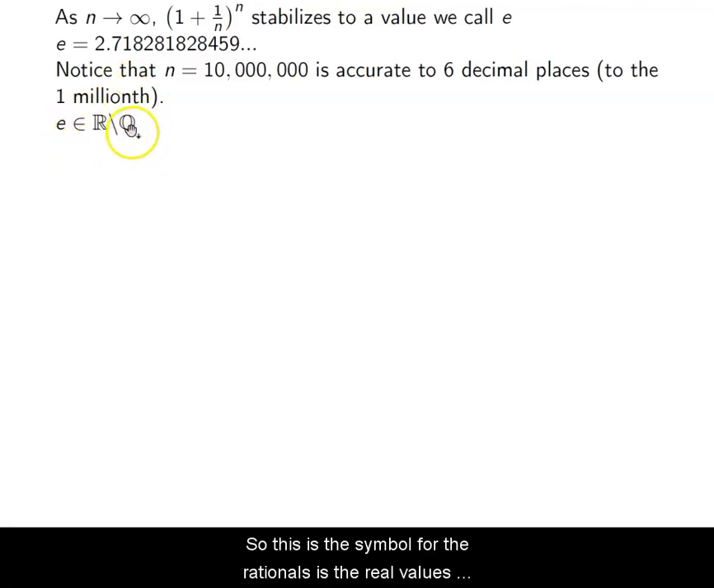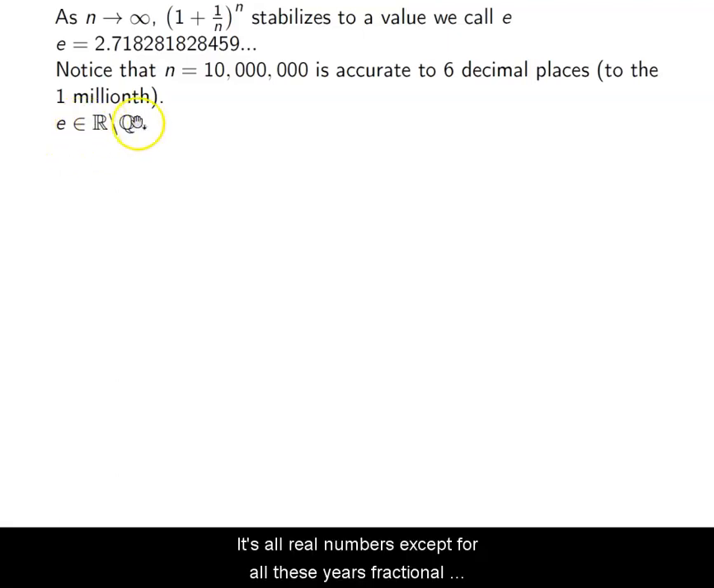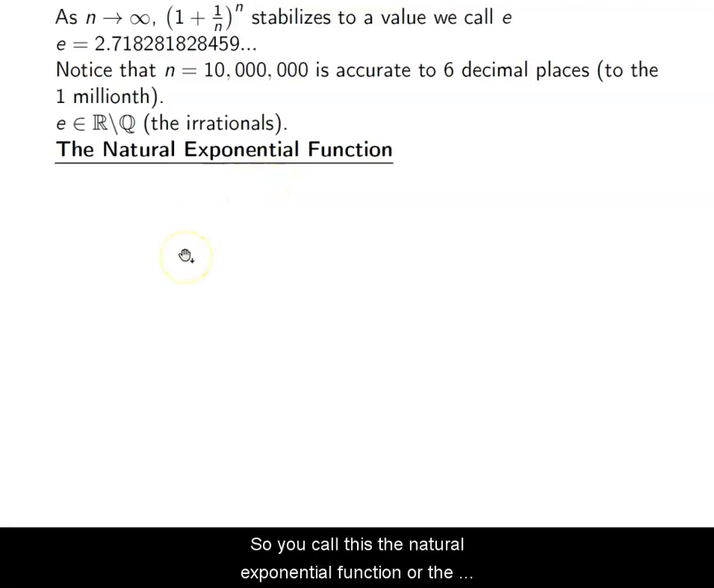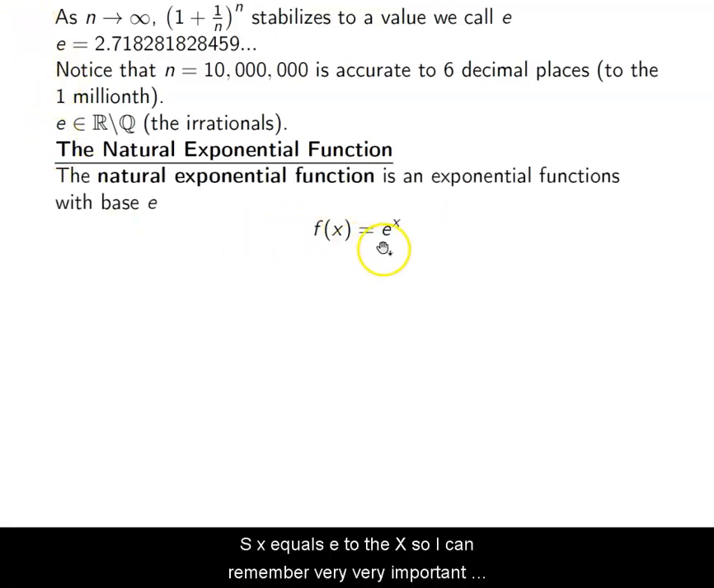So this is the symbol for the irrationals. It's the real values minus the quotients. Okay. So an irrational number, it's all real numbers except for all of your possible fractional values, and that's our symbol for irrationals. Okay. So we call this the natural exponential function, or the natural base, right? So then the natural exponential function is an exponential function where we use e as the base. Okay. So f of x equals e to the x.